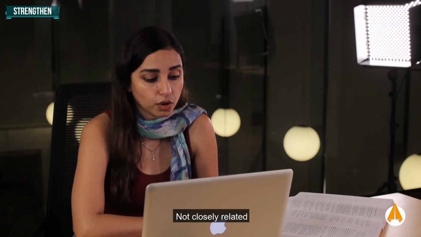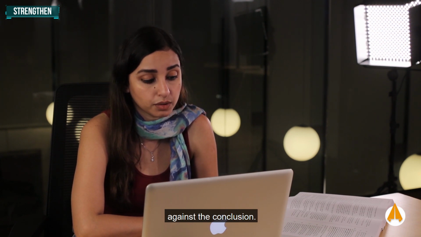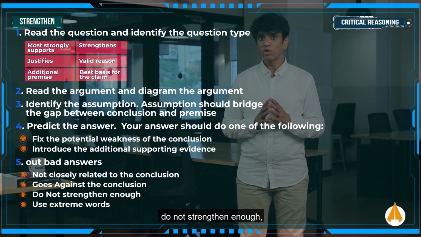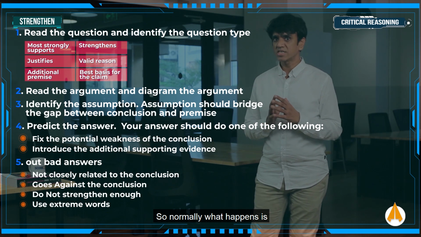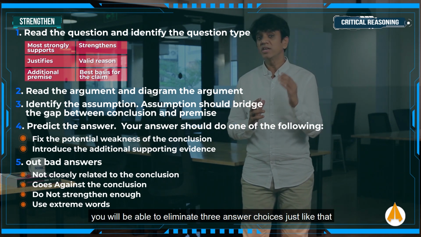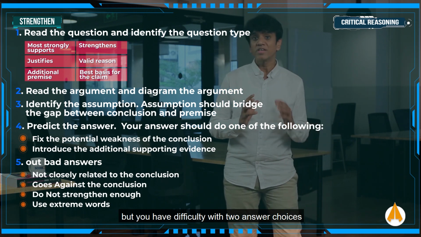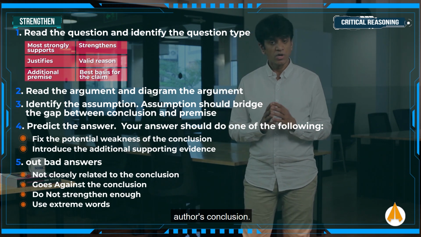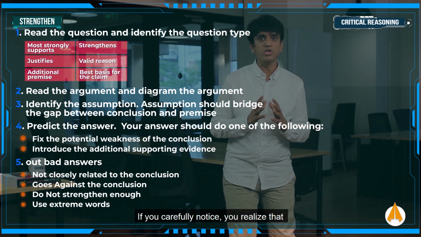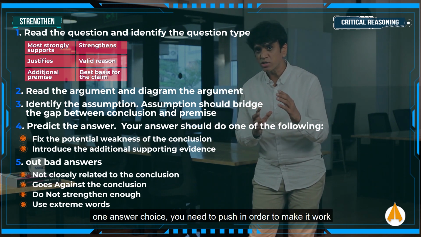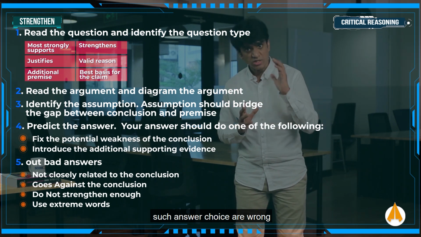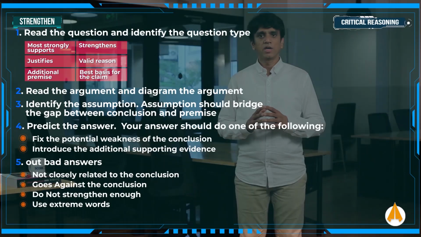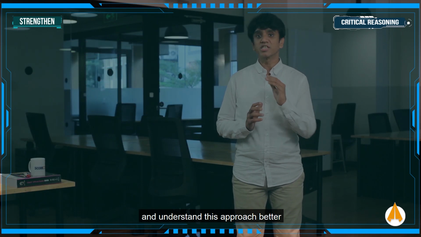Kick out bad answers: not closely related to the conclusion, goes against the conclusion, do not strengthen enough, use extreme words. So when we say do not strengthen enough, what does it mean? Normally, after quite a bit of practice, you will be able to eliminate 3 answer choices just like that. But you will have difficulty with 2 answer choices. Both apparently strengthen the author's conclusion. So which one is the correct answer? If you carefully notice, you realize that one answer choice you need to push in order to make it work. Such an answer choice is wrong. You need to eliminate such answer choices. Is that clear? Now, let us do an example and understand this approach better.